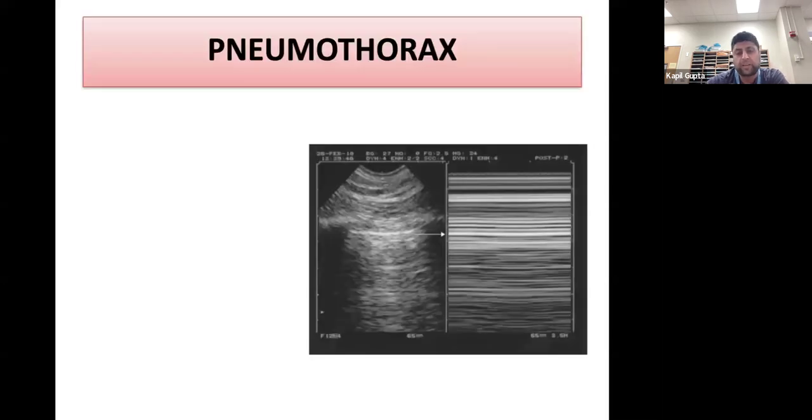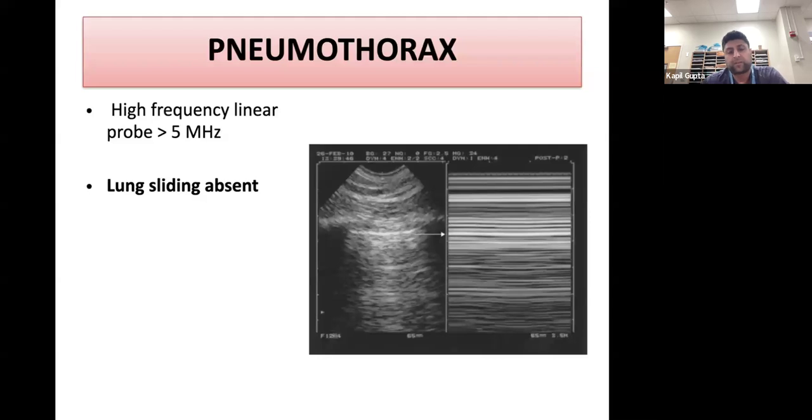Now coming down to pneumothorax, which is another important differential in our day-to-day practice. I generally use a high frequency linear probe, which has more than 5 megahertz frequency. Remember, for pneumothorax or for pleural effusion, what is important is where you scan. For pneumothorax, we have to scan in the superior portion, and especially if it's possible to make the patient sit, then we do it in the sitting position.